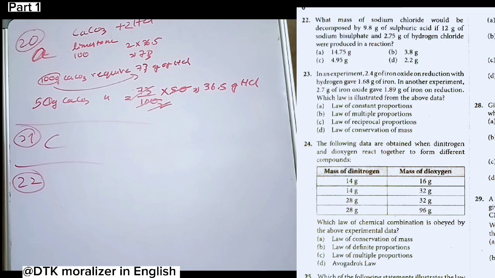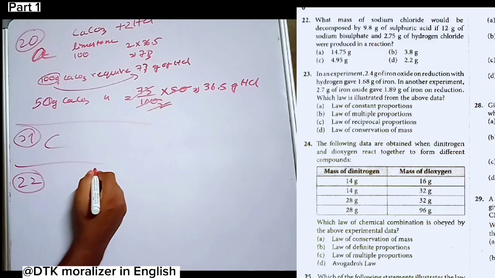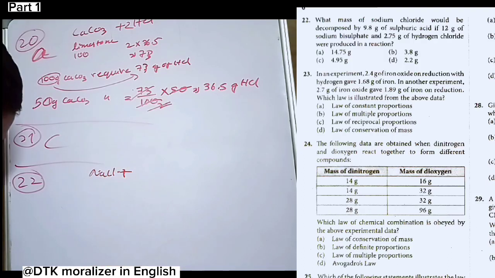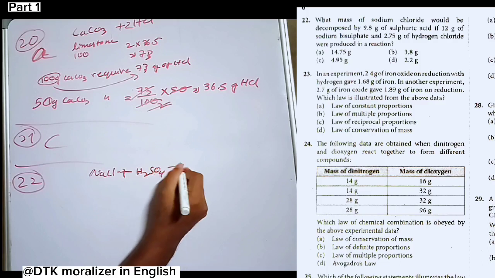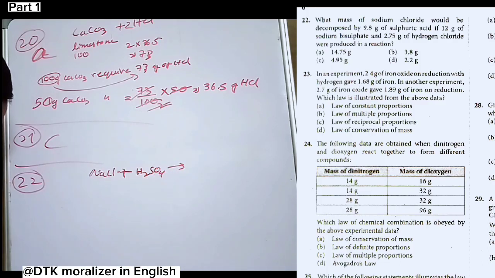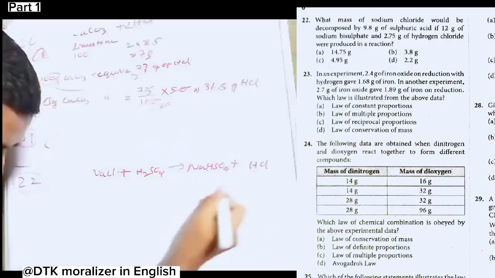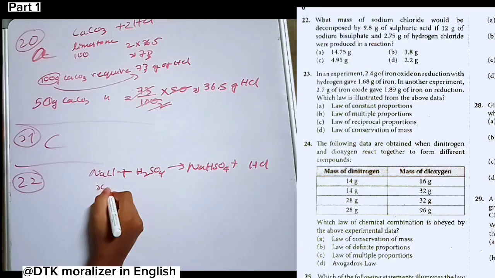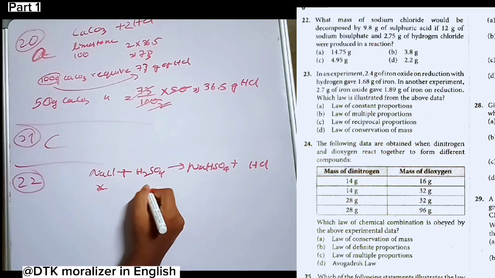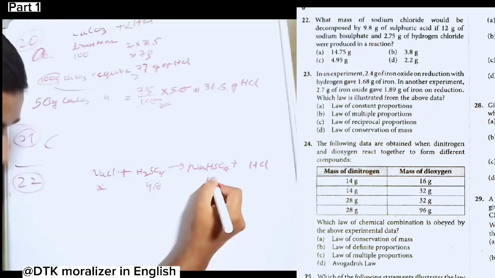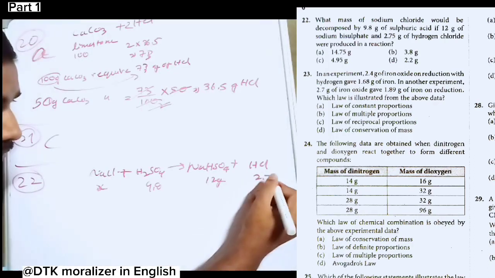Now question number 22. What mass of sodium chloride would be decomposed by 9.8 grams of sulfuric acid if 12 grams of sodium bisulfate and 2.75 grams of hydrogen chloride were produced in a reaction? So we have to write the equation first: NaCl plus H2SO4 gives sodium bisulfate plus hydrochloric acid. As you can see here, sodium chloride is unknown, the remaining are known, given in the question.